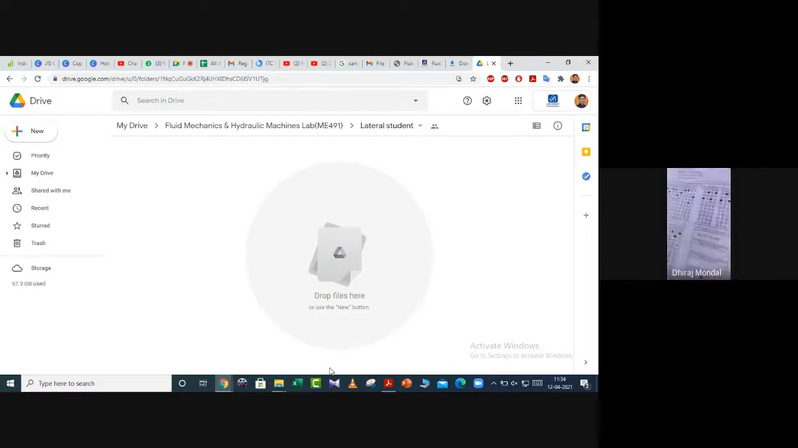Is it visible? Yes, sir. Okay. Suppose this is a file. Now you can see JIS College of Engineering, an Autonomous Institution. This is the workshop practice lab. So here you need to write your own lab, and the lab code also. Name, roll number, subject code, department.